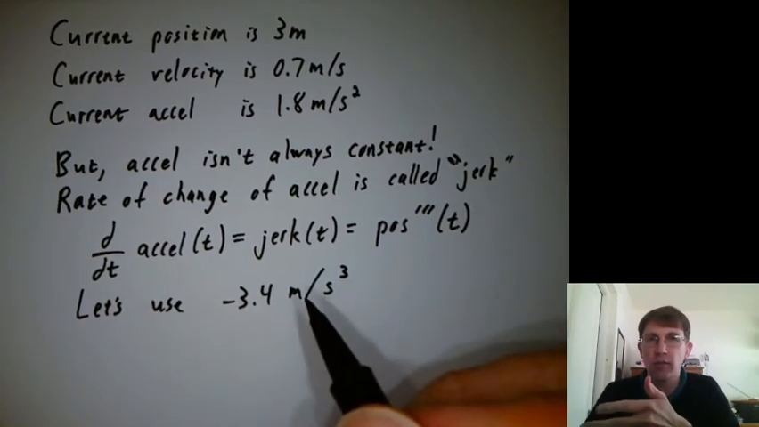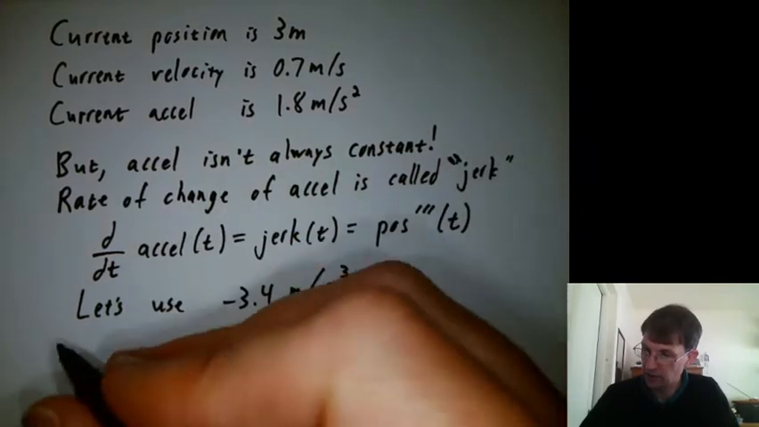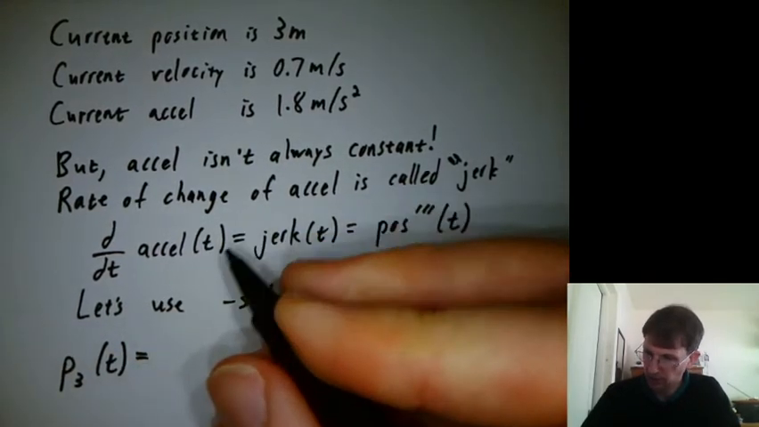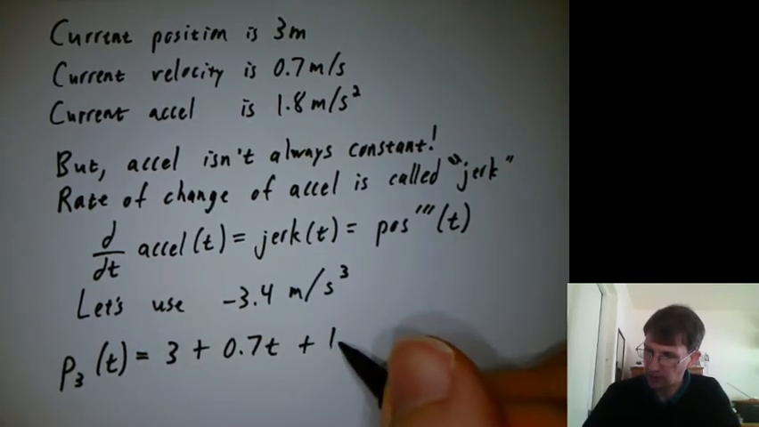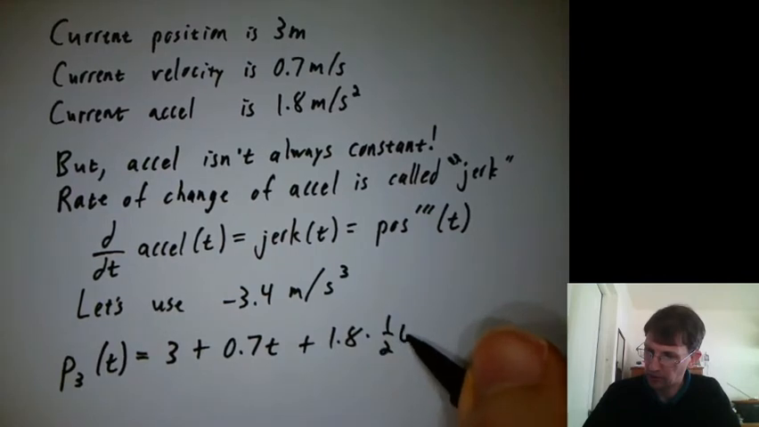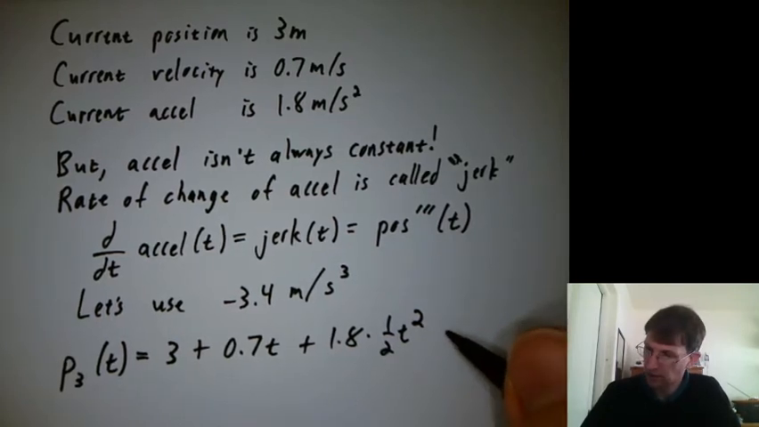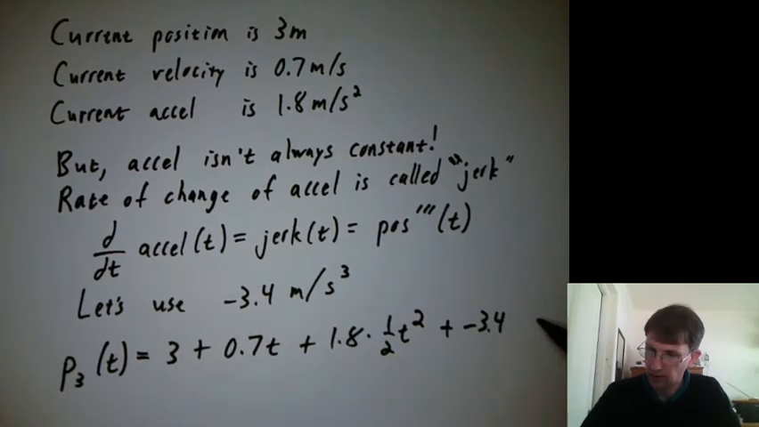How can we rewrite or change our polynomial guess about modeling position? Let's call it P3 of t. And before we had 3 plus 0.7t plus 1.8 times 1/2 t squared. What do you think we need to do to incorporate the jerk here? Well, it seems like we just keep adding terms. So we'll do plus negative 3.4, and then we might say t cubed.